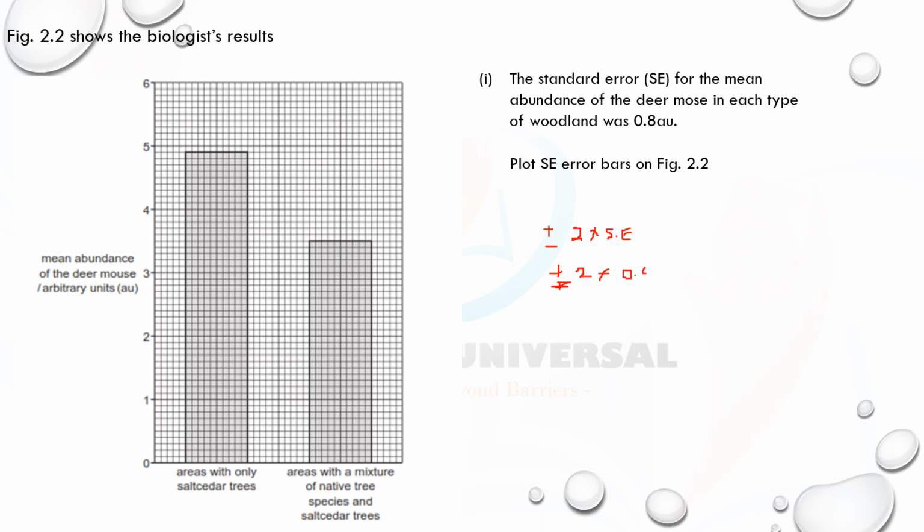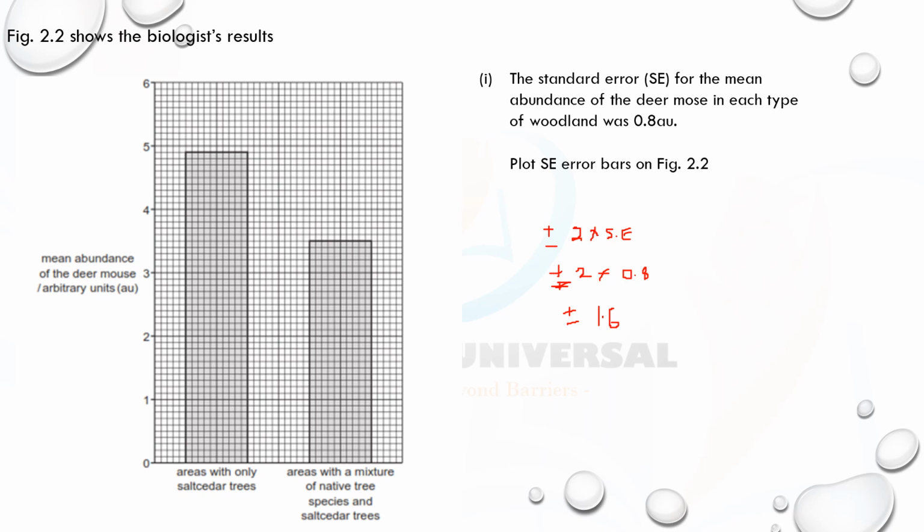So bring your calculator and help me. We're doing this together, guys. But if you know, you can try it. So 2 times 0.8 is 1.6. So plus or minus 1.6 is the range where we are 95% confident that our calculated mean is close to the actual mean, right?